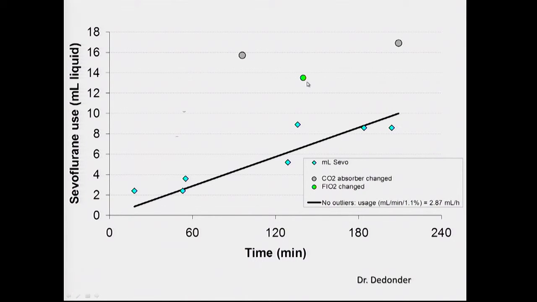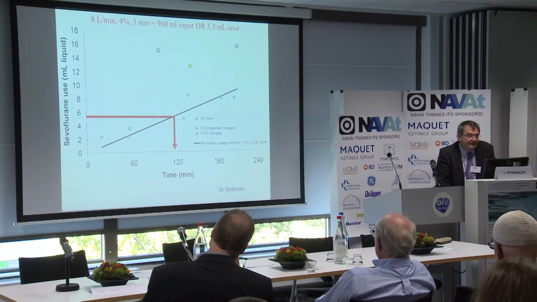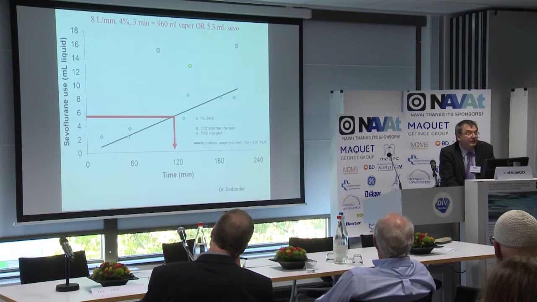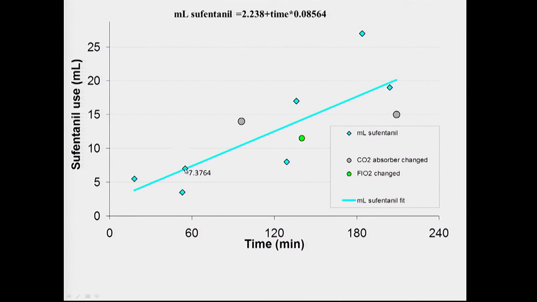Again, oxygen is very important. The machine will start using high fresh gas flow to get there really fast. Remember, at the beginning I said if you give a high fresh gas flow for about 3 minutes, you use 5.3 milliliters of sevo. If you do that before intubation, it's the same amount that allows you to give anesthesia for 2 hours. The amount of sufentanil here is expressed in milliliters, because that's what I need to calculate costs. It's about 7 milliliters of sufentanil.